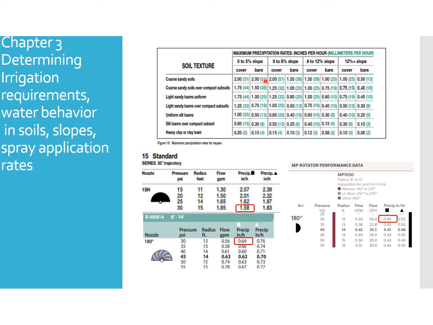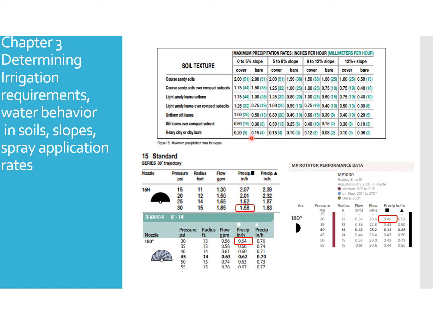But as you start to have a slope, you'll see that that number will go down. Over here, this is a pretty dramatic slope of 12% or greater, but I need to show you that for sand to make a difference. Here, if it's covered, it can still drink up about 1 inch an hour, and bare, 1/2 inch an hour. But let's take a look at this contrast between coarse sandy soil and heavy clay or clay loam.